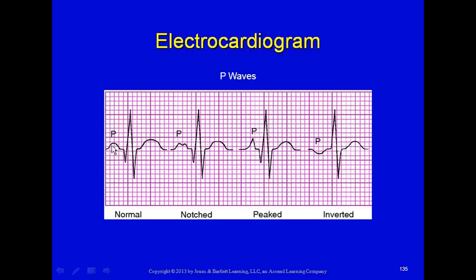Now P waves can be normal, upright and rounded, as it shows there. They can be notched, like the second one. They can be peaked. They can be inverted. Obviously we like to see them upright and rounded. If they're notched, that may not be coming from the sinus node.